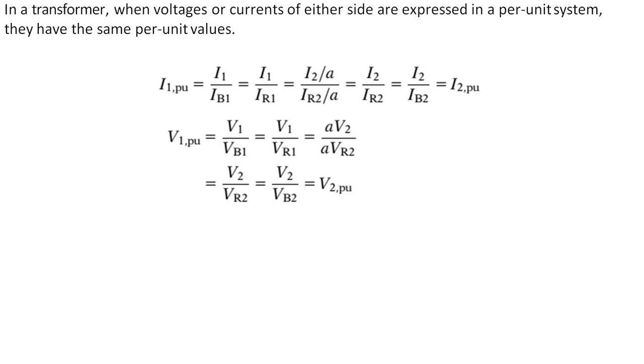In a transformer, when the voltage and current on either side are expressed in the per unit system, they have the same per unit values: I1 per unit is equal to I1 divided by IB1, which is I1 divided by IR1, and I2 divided by IR2 is I2 divided by IR1 over a. Thank you.